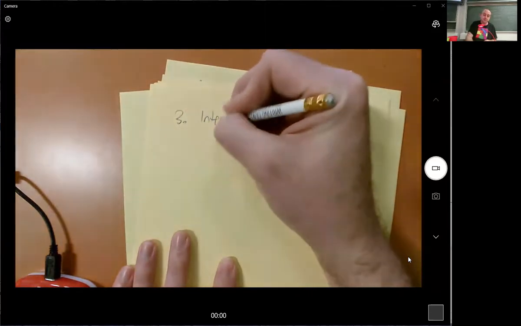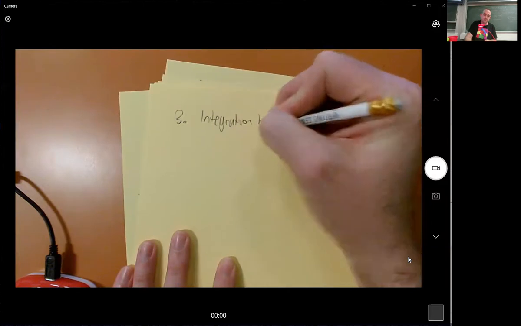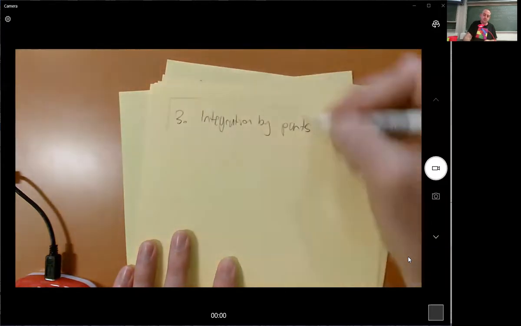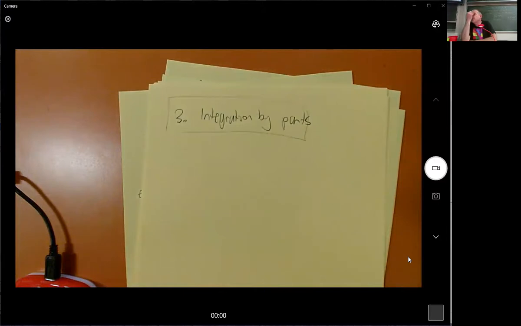Which leaves technique 3, which is integration by parts. So substitution is trying to do the chain rule backwards. And it's designed for things where there's a function inside a function. We had a rule for that in differentiation. There was also a product rule for differentiation, for when there were two functions multiplied together. And integration by parts is the product rule, but for integration. It's designed for when there's two functions multiplied by each other.